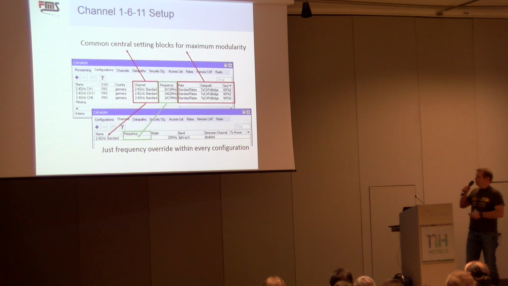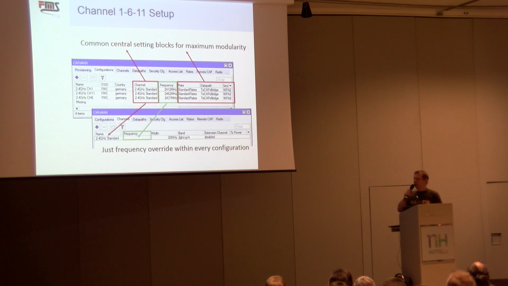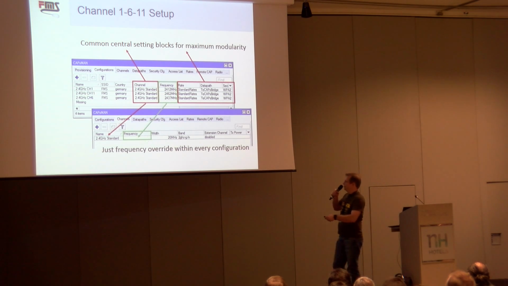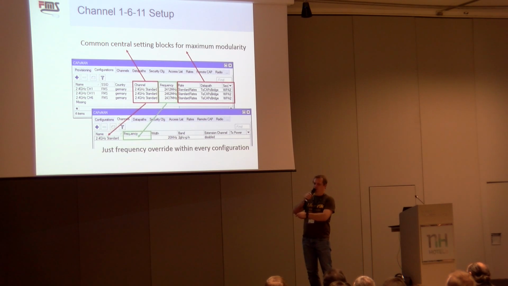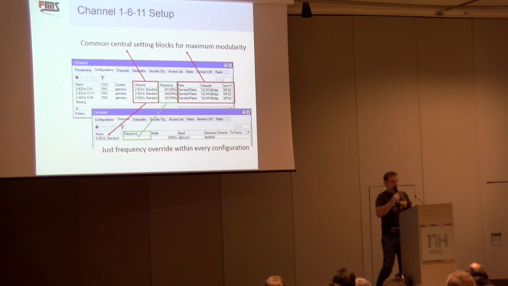So we will go ahead and use the building blocks of channels, of rates, of data path, and of security, all referring to the same building block with the settings kept centrally. And there's only one thing, that's the frequency that we will override within the configuration rule. So frequency could also be set down here in the channel building block, but we don't do it. We use an override to have it just at one location.